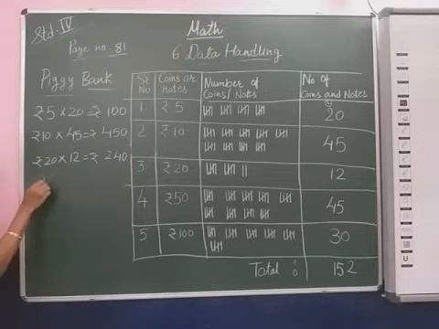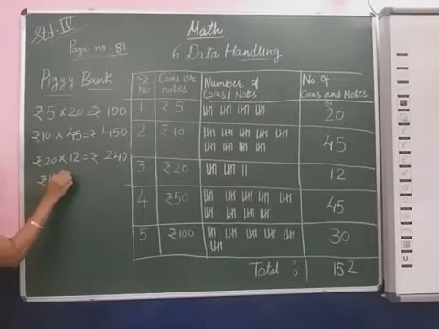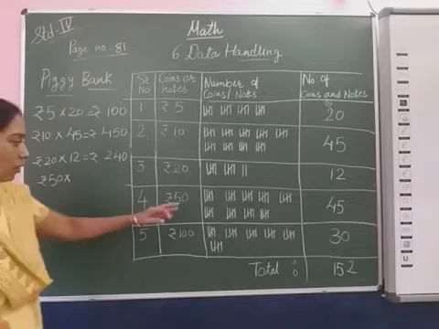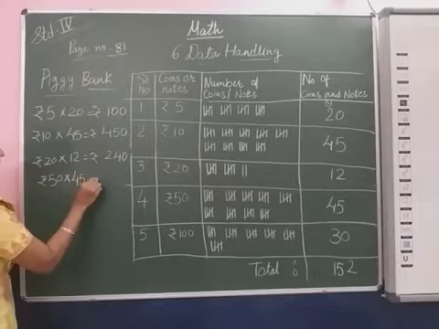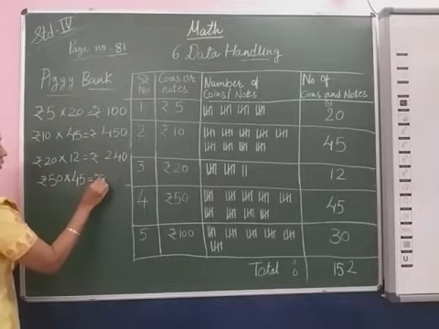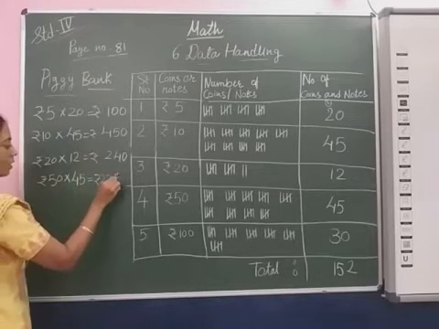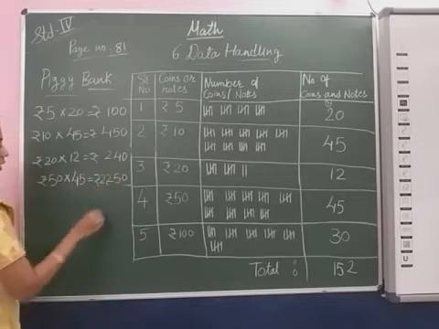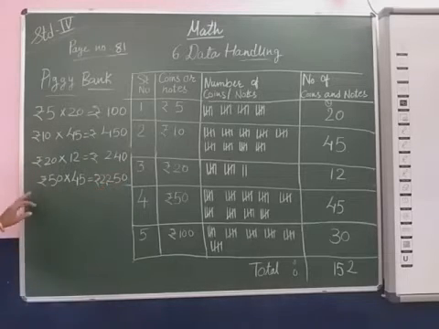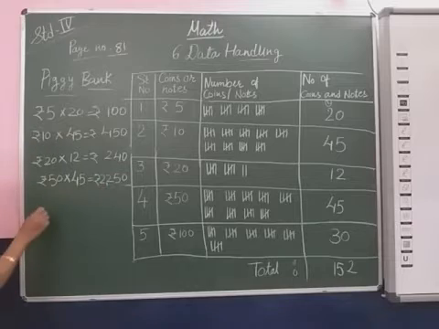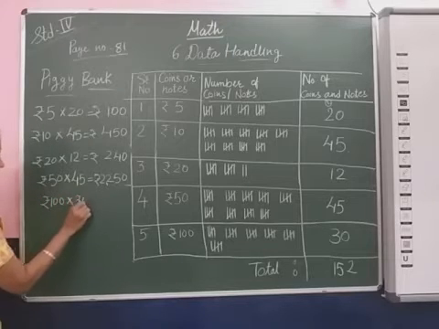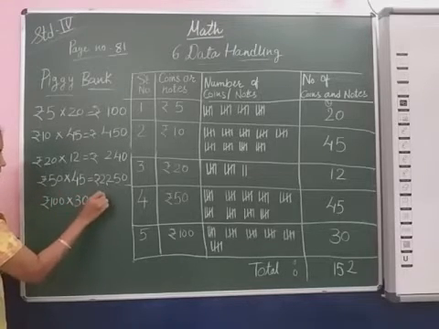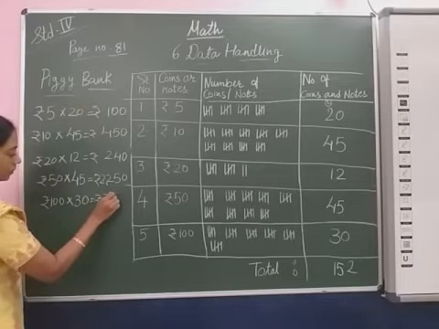Now rupees 50, number of notes 45. We write here 2250, as we found earlier also. Yes. Now here rupees 100, and the number of notes is 30. So the amount is 3000.